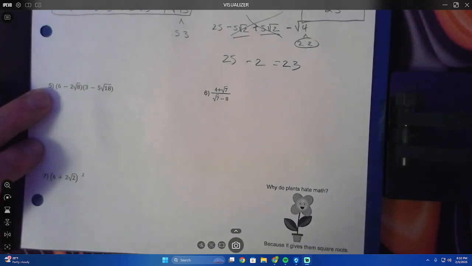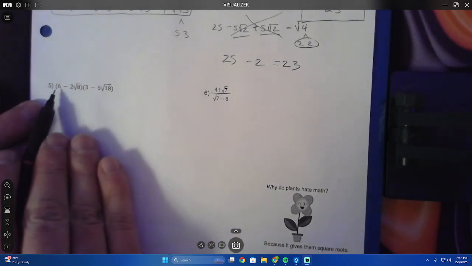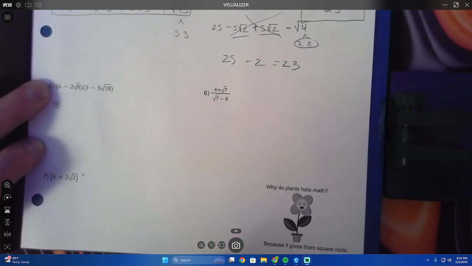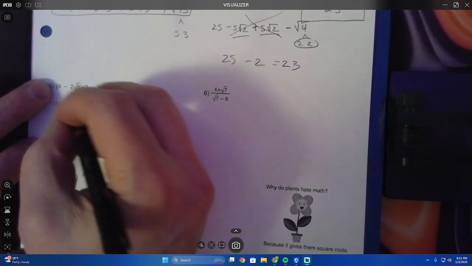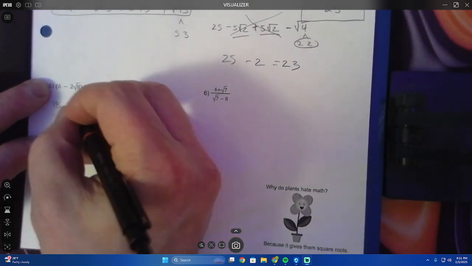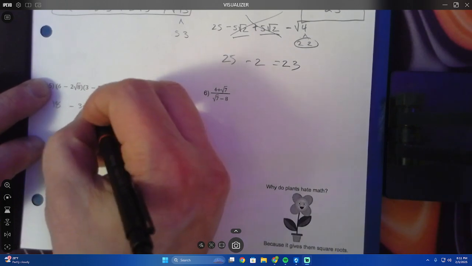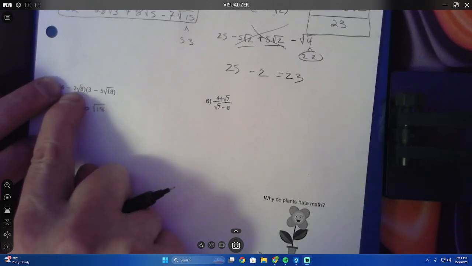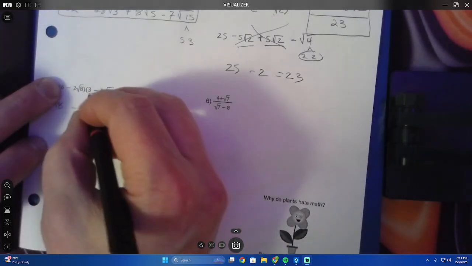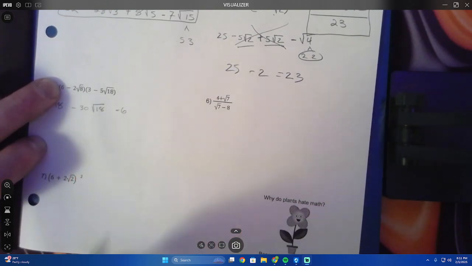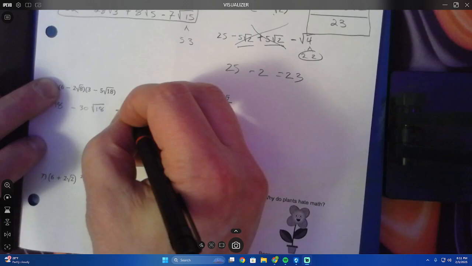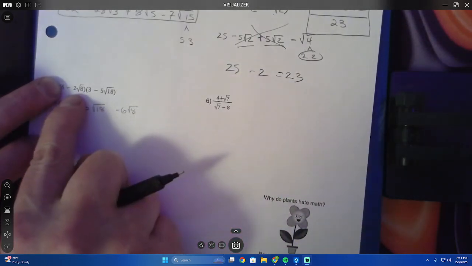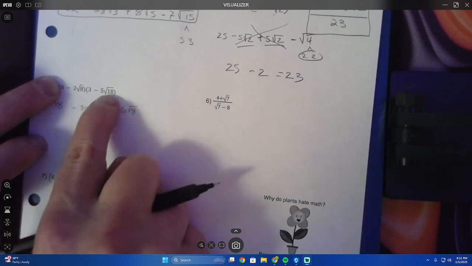Here I have another FOIL problem, so let's walk through this. First I want to do 6 times 3, which is 18. Then I do 6 times negative 5 root 18. So I start by 6 times negative 5, that's negative 30, root 18. Next, I want to do negative 2 root 8 times 3. So I do negative 2 times 3 is negative 6. Now, then I have that square root of 8 on that. Now, my last multiplication part is the last pieces.